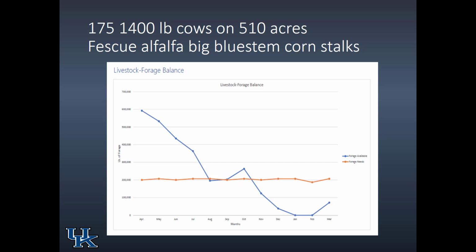And this is the graphical output from the model, and you can see the impact of having a lot of alfalfa and fescue, and that's that large amount of forage in April, May, and June. The fact that he had the big bluestem is going to keep him producing July and August, and the corn stalks are going to be helpful throughout the winter. So this is an example output on Isaac's system.